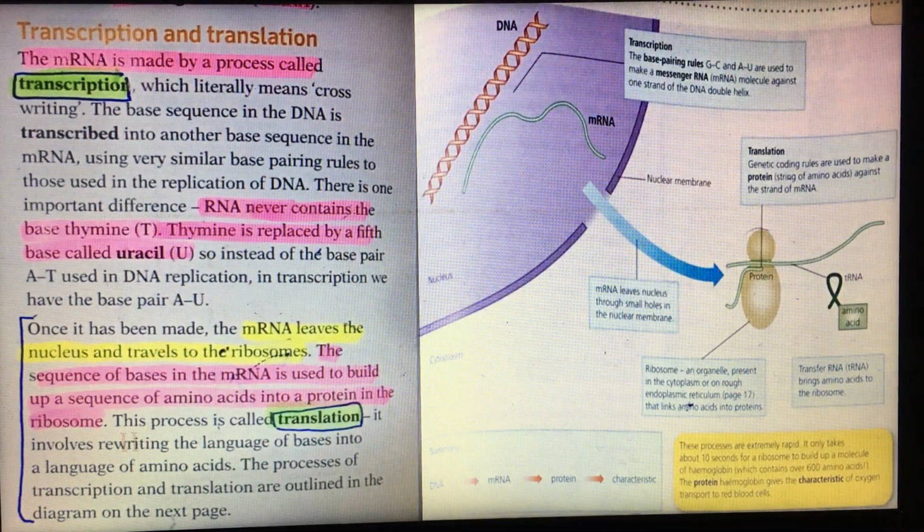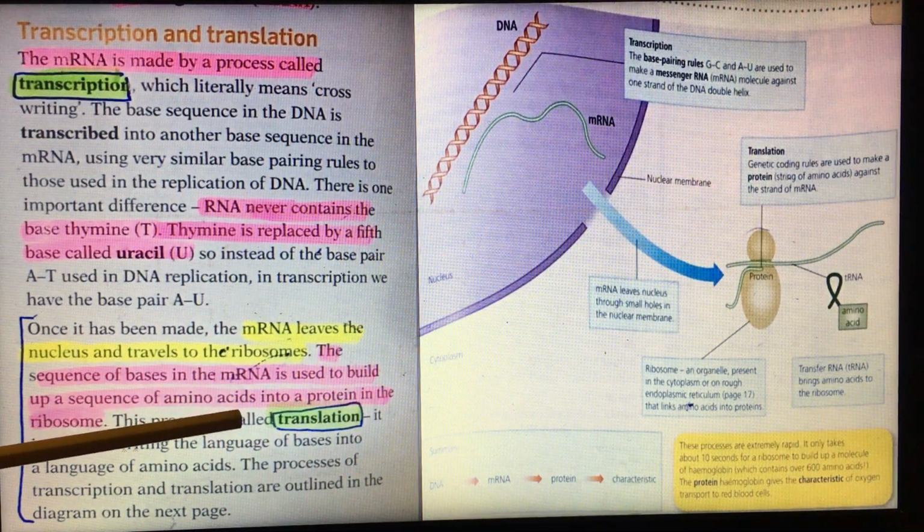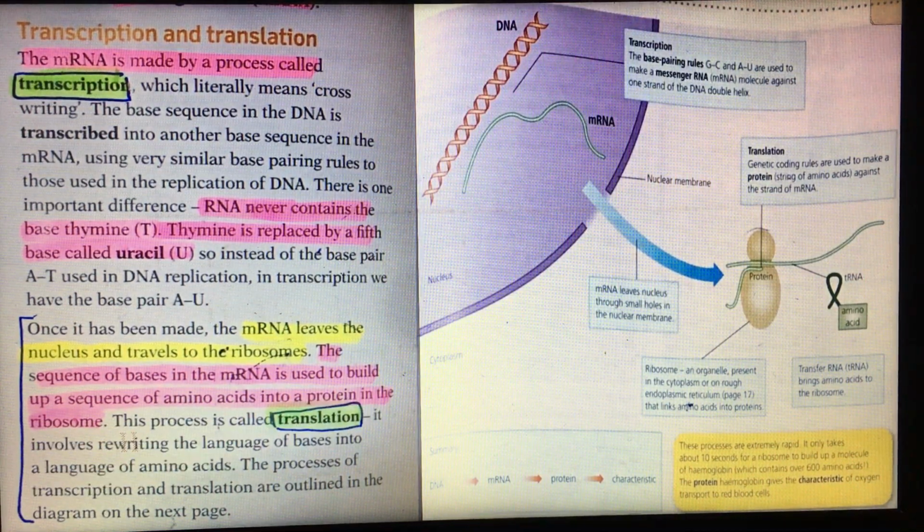Okay, here mRNA leaves the nucleus and travels to the ribosome. Now you have to know that the sequence of bases in the mRNA is used to build up a sequence of amino acids into a protein in the ribosome. So mRNA with tRNA inside the ribosome, they will produce the protein. This process is called translation.